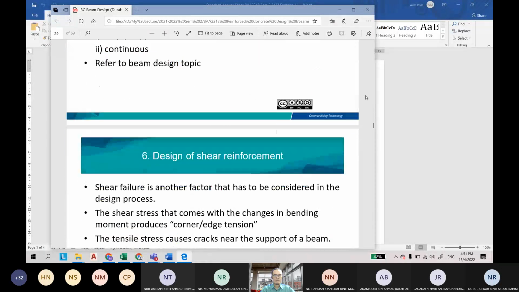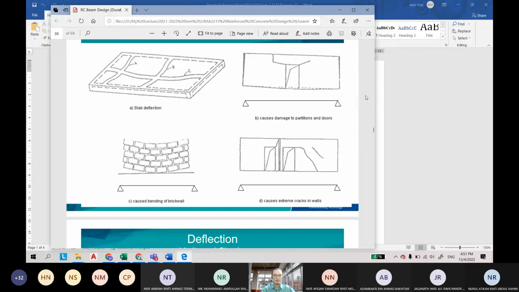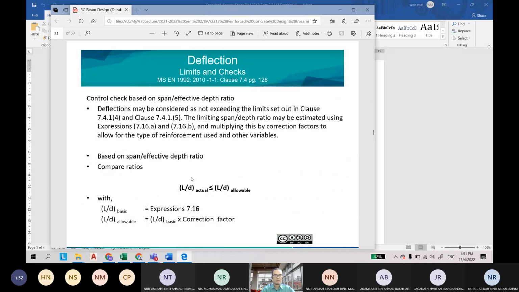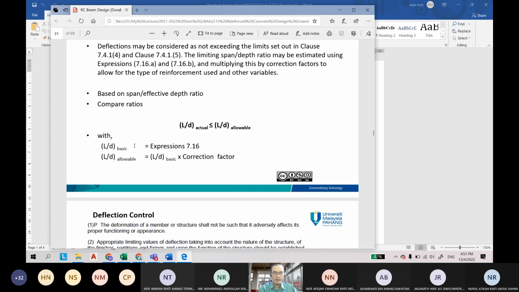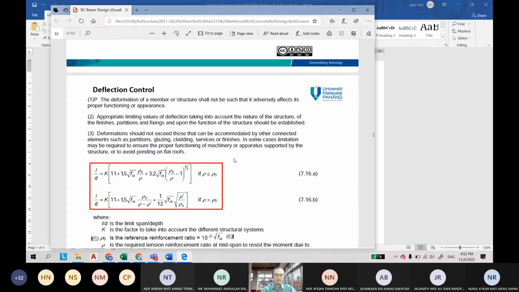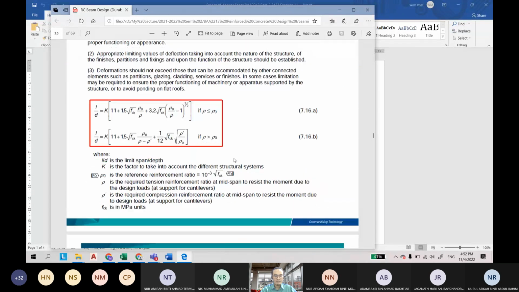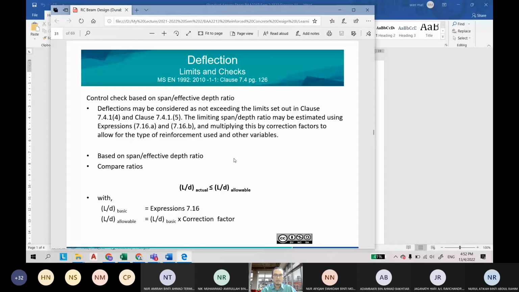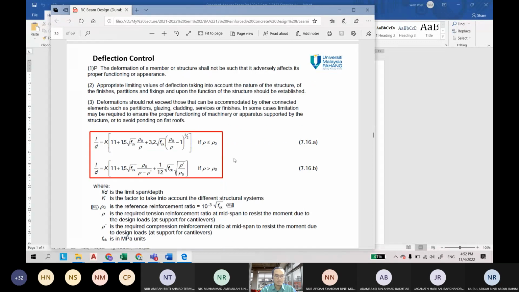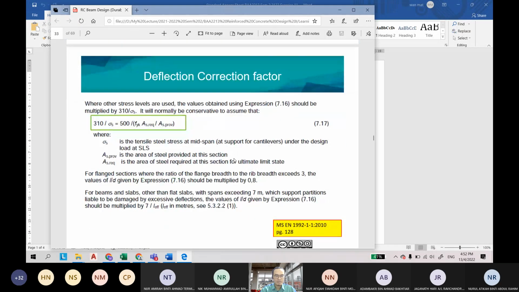So this is how to get the bending moment. This is the part of deflection, and this is how to check the deflections. The actual must be lesser than the allowable, and the allowable is L/d basic times the correction factor. We have three types of correction factor: due to the steel reinforcement, due to the span, and due to the existence of flange.